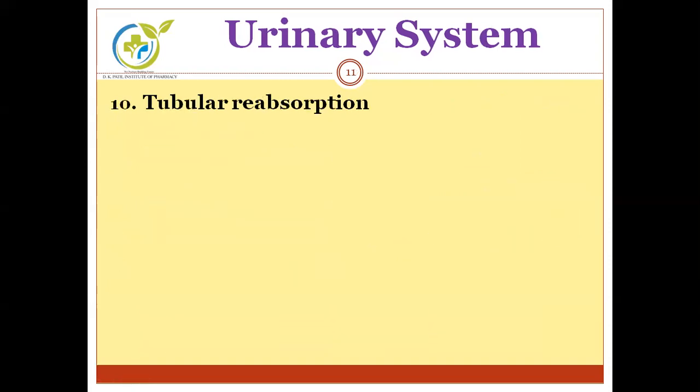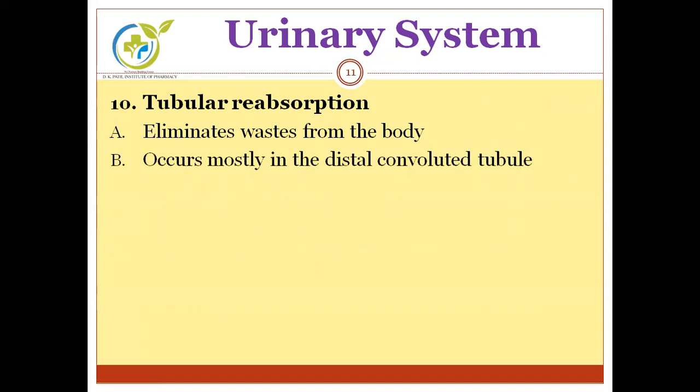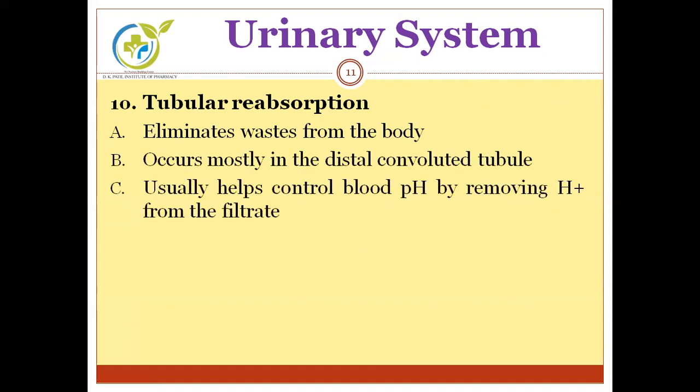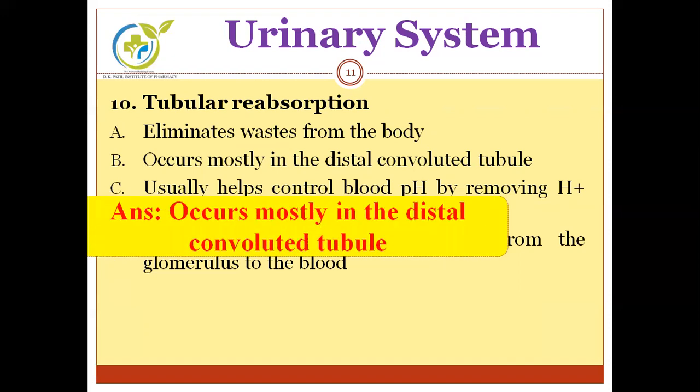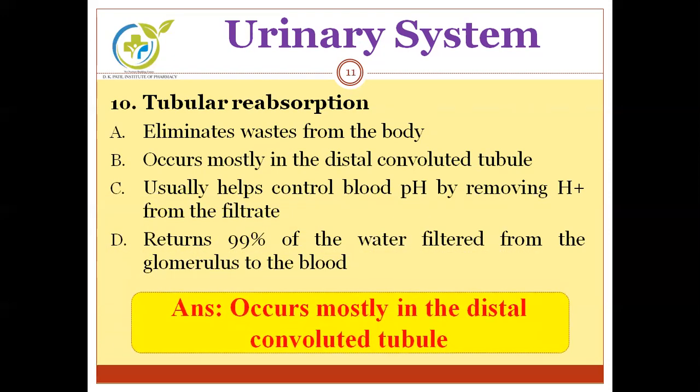Moving to the next question. Tubular reabsorption. Options are eliminates waste from the body, occurs mostly in the DCT, usually helps in blood pH by removing H plus from the filtrate, returns 99% water filtered from the glomerulus to blood. Any guesses? And the correct answer is occurs mostly in distal convoluted tubule.